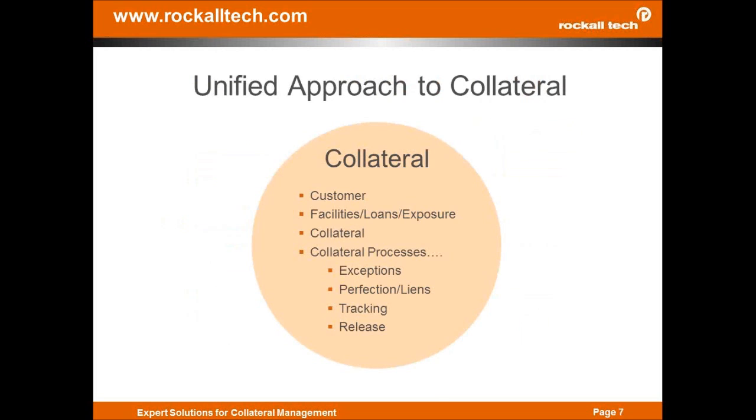So what is a unified approach to collateral? In a very simple form, it's bringing customer, facilities, loans exposure, collateral, and collateral processes together. Collateral processes: exception management, perfection, tracking, and release. So in effect, what we're going to talk to today is how all these things come together and what type of tool set should be in a unified approach to collateral management.